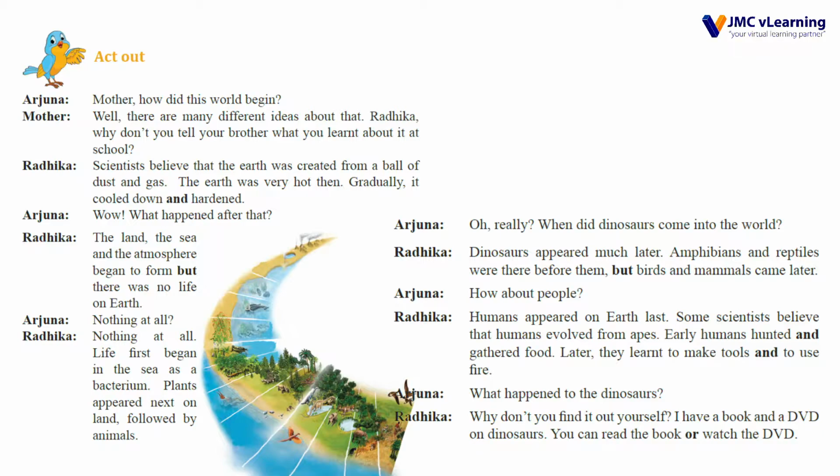Humans appeared on Earth last. Some scientists believe that humans evolved from apes. Early humans hunted and gathered food. Later they learned to make tools and to use fire. What happened to the dinosaurs? Why don't you find it out yourself? I have a book and a DVD on dinosaurs. You can read the book or watch the DVD.